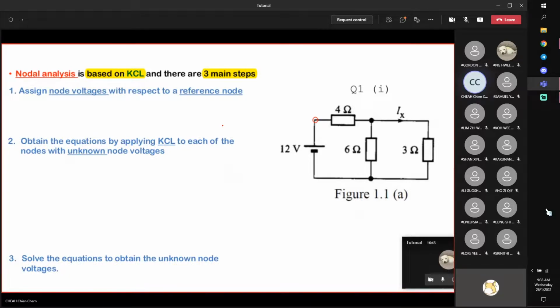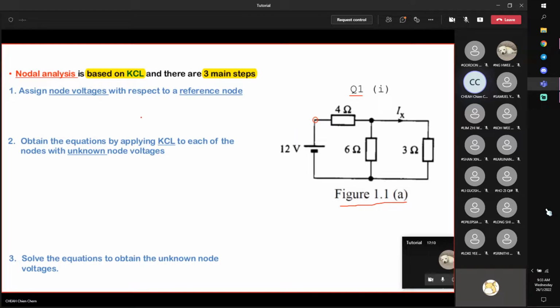Okay, I was reviewing nodal analysis, which was actually discussed in the last tutorials. It consists of 3 main steps, namely assign node voltages, then obtain the equations by KCL, solve the equations. For example, in this simple circuit which we have discussed in question 1 of the last tutorials, we can also use nodal analysis instead of the method that we learned last week.